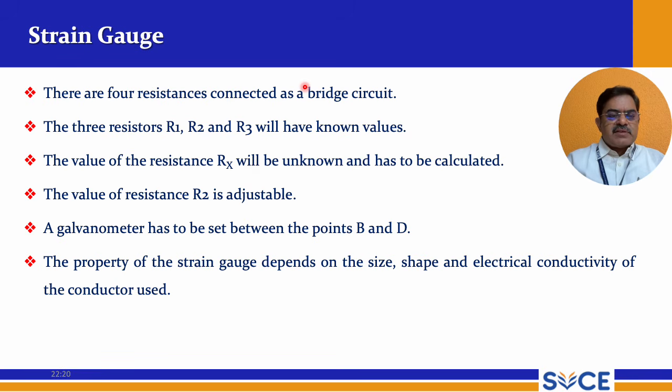So there are four resistances connected as a bridge circuit. That's what we have seen in the bridge circuit, the Wheatstone bridge. Three resistors R1, R2 and R3 will have known values. The value of the resistance Rx will be unknown and has to be calculated. The value of resistance R2 is adjustable, and a galvanometer has to be set in between the points B and D. The property of the strain gauge depends on the size, shape and electrical conductivity of the conductor used.